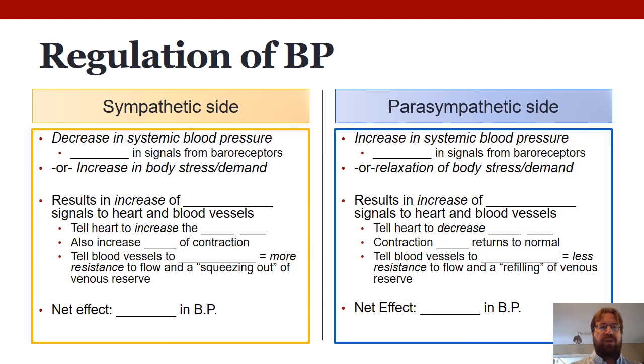Okay, summing this all up, there are two things that can lead to activation of the sympathetic side of blood regulation. A decrease in systemic blood pressure leads to a drop in signals from baroreceptors, or we could have an increase in body stress or demand, which tends to be a sympathetic activator. This results in an increase of sympathetic nervous system signals to the heart and blood vessels, tells the heart to increase the heart rate, also increase the force of contraction, and it tells blood vessels in most parts of the body to constrict. Okay, we actually dilate blood vessels going to the heart and the skeletal muscles so that we can get more blood flowing to the important organs during body stress.